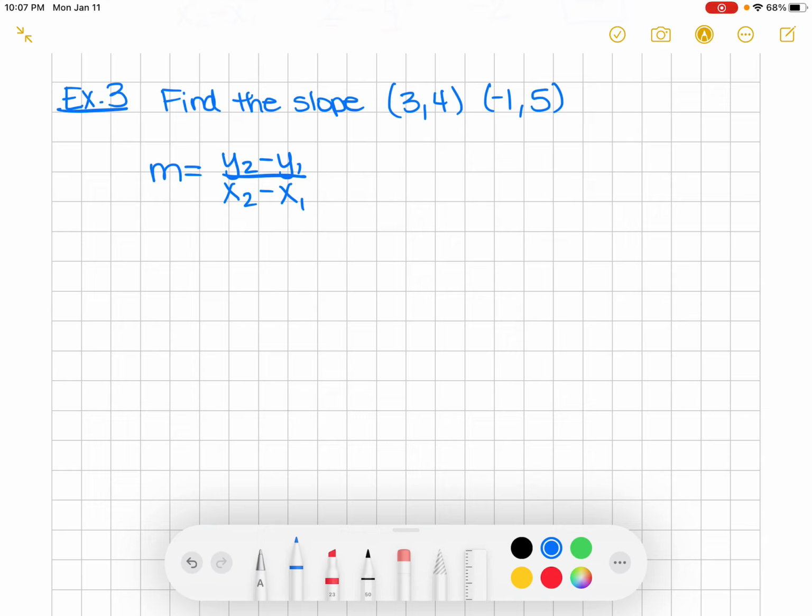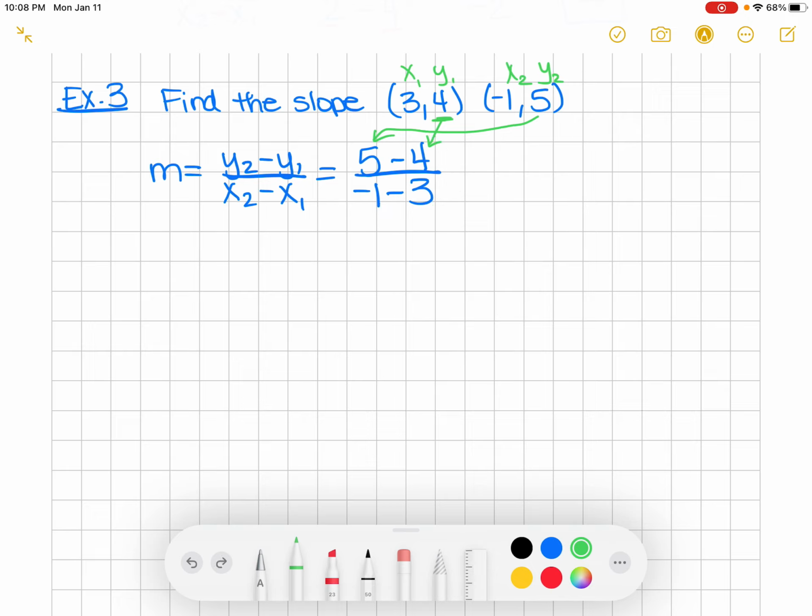Okay, everybody should be back now. And we have 5 minus 4 over negative 1 minus 3. Before we see if this is right, see if your numbers were right. Did you put the right numbers in? Remember, you put in the second y and then the first y. These are both y's, right? We call these 1 because they're the first point, and we call these 2 because they're the second point. Same thing on the bottom part. x2 is the negative 1, and x1 is the 3.